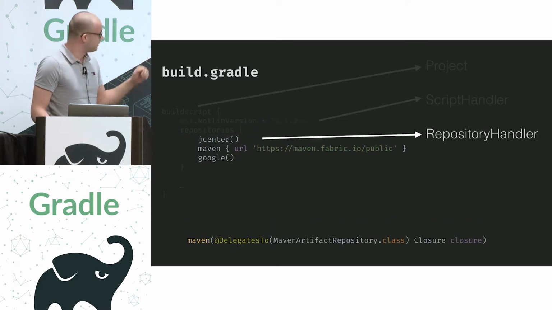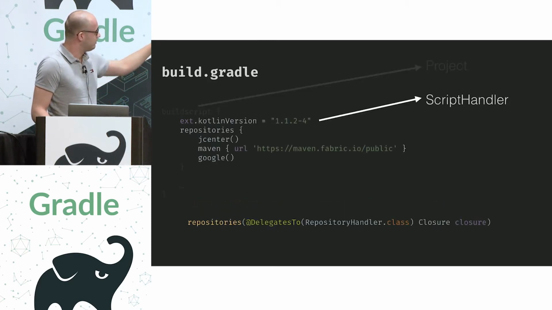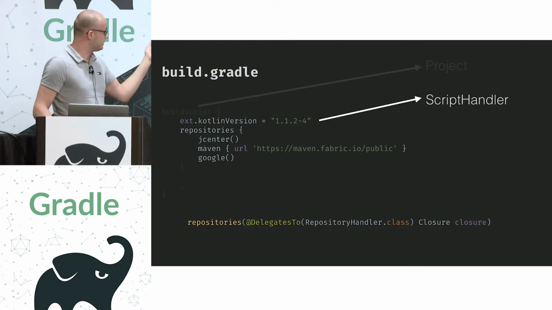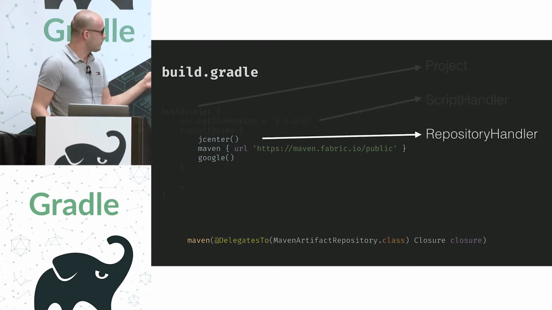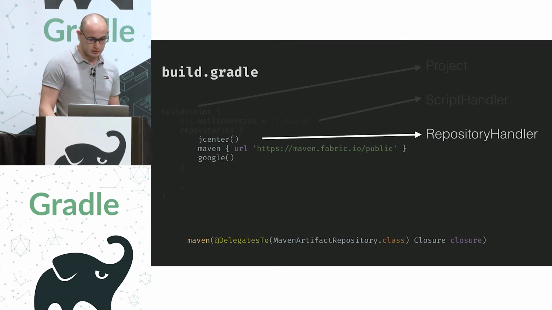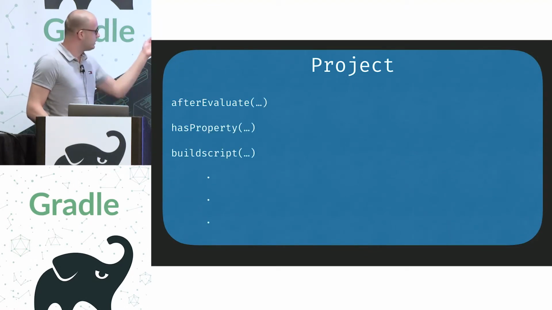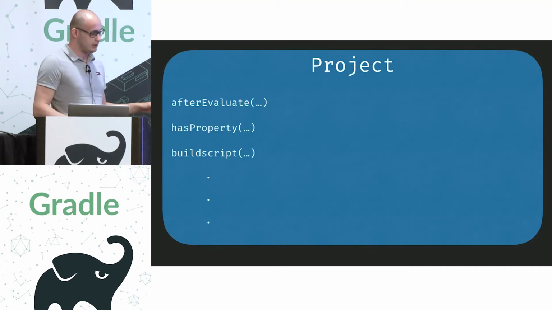Repositories is a method declared on the script handler. And because we know that this is executed against the repository handler, on the repository handler we must have the jcenter method, maven method, and google method. Okay, so this is a project. It has all the methods that we have.